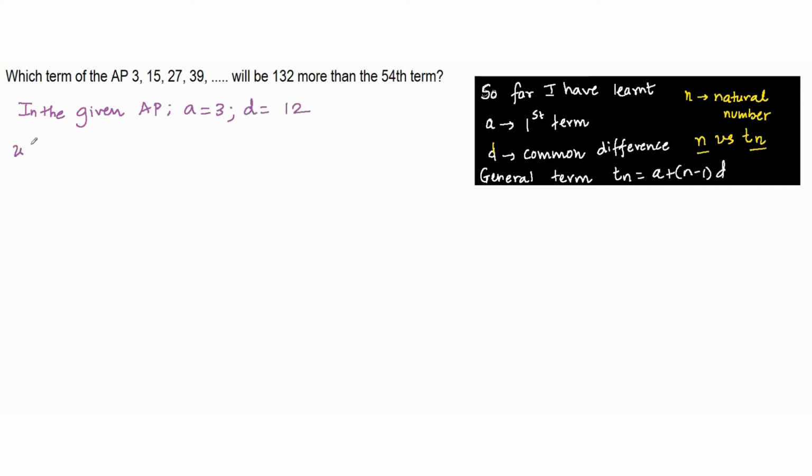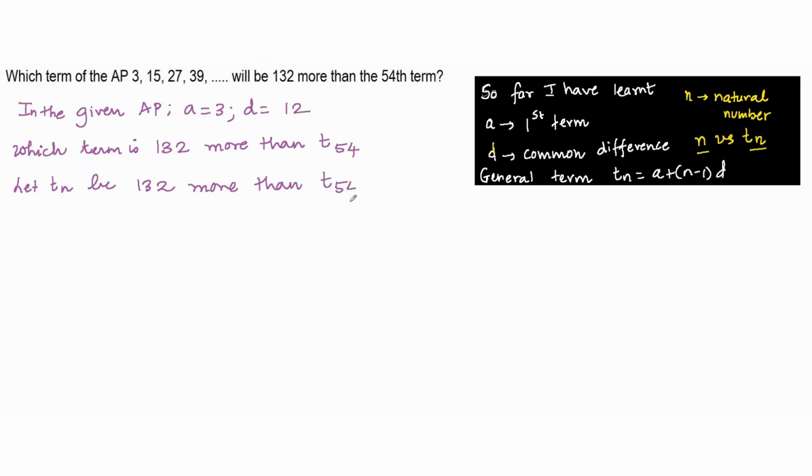And now I want to find which term is 132 more than the 54th term, that is more than T54. So let us assume that Tn is 132 more than the 54th term. So again, there are two approaches to finding this. I can find the 54th term and then add 132 to it and then find the value of n.